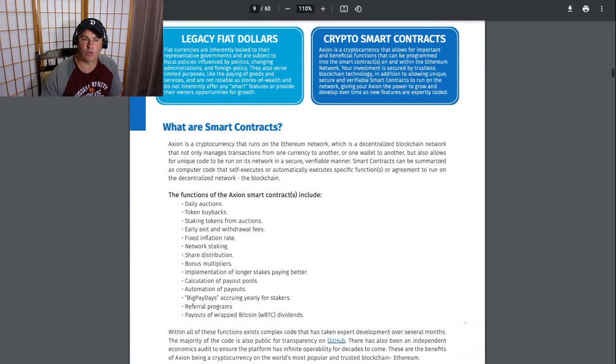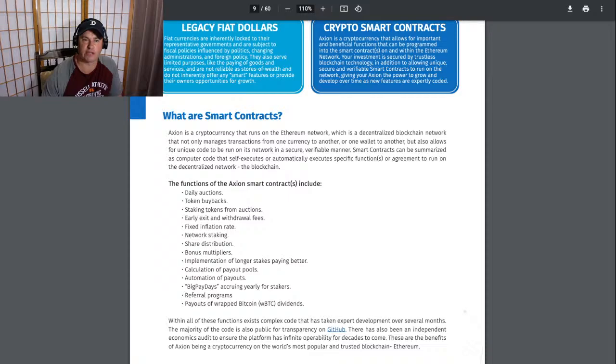So you might be asking, what are smart contracts? So Axion is a cryptocurrency that runs on the Ethereum network, which is a decentralized blockchain network that not only manages transactions from one currency to another, but from one wallet to another. So if you're going to invest in Axion, you do need a wallet on the Ethereum blockchain, commonly people use MetaMask, but it also allows for unique code to be run on its network in a secure, verifiable manner. Smart contracts can be summarized as computer code that self-executes, or automatically executes specific functions or agreements, to run on this decentralized network, the blockchain.